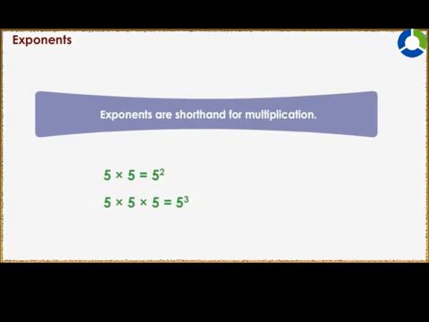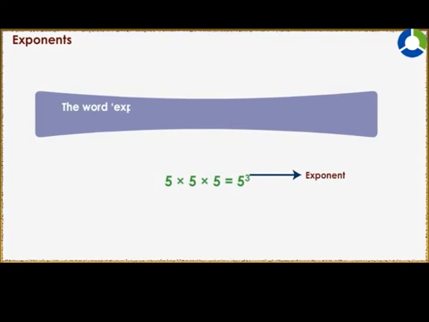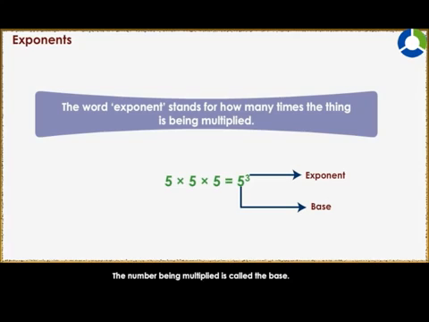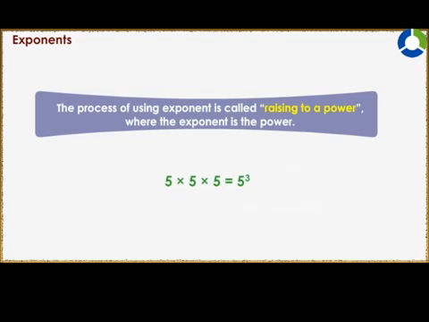Exponents. Exponents are shorthand for multiplication. The word exponent stands for how many times the thing is being multiplied. The number being multiplied is called the base. The process of using exponent is called raising to a power, where the exponent is the power.